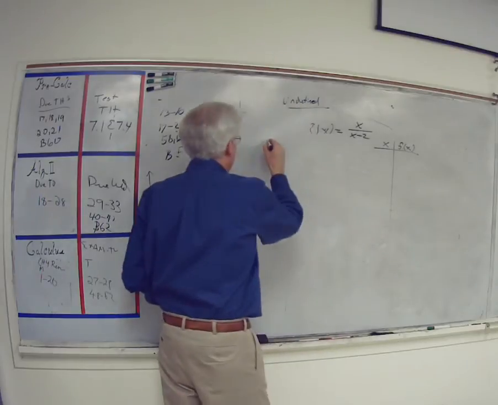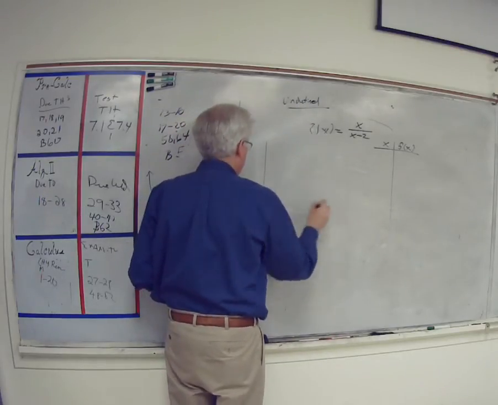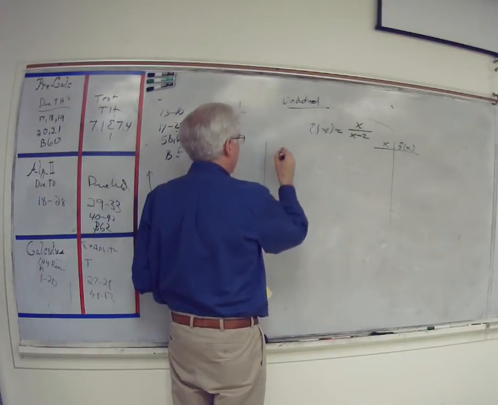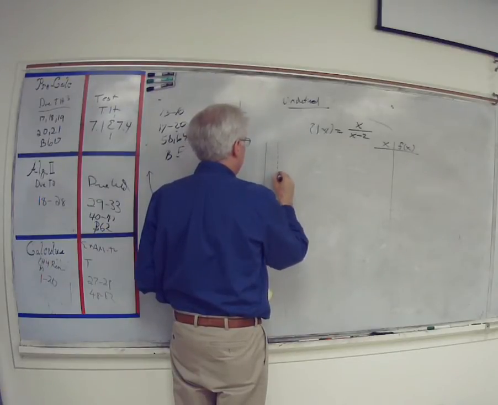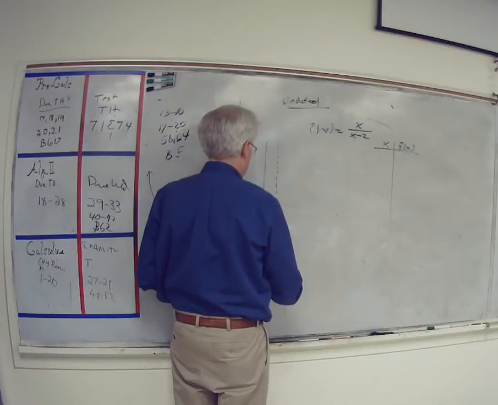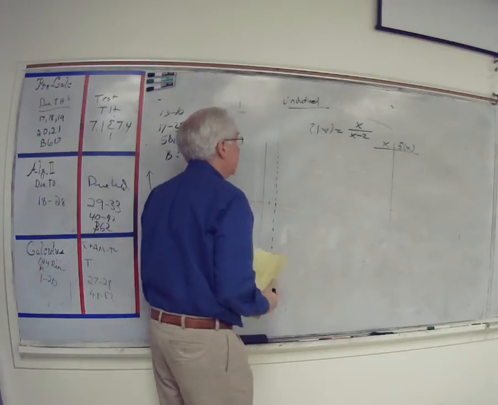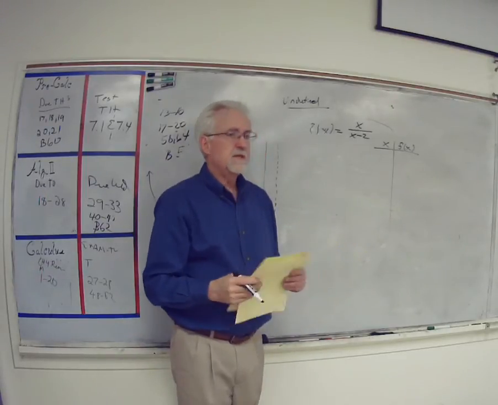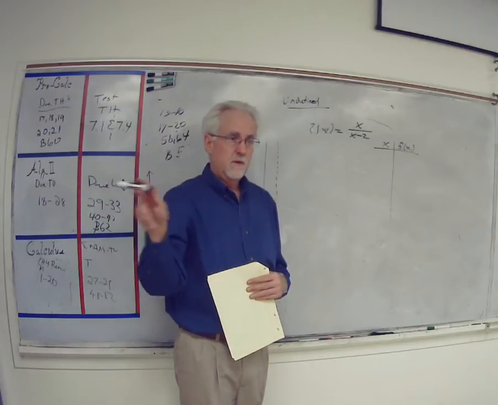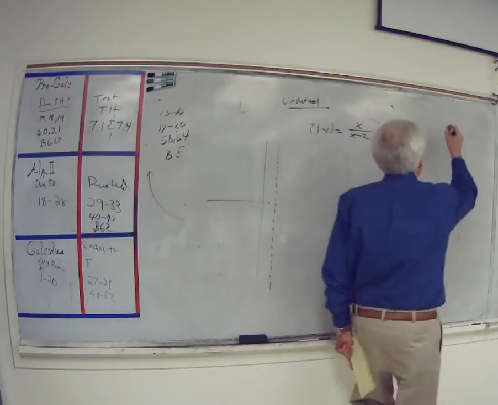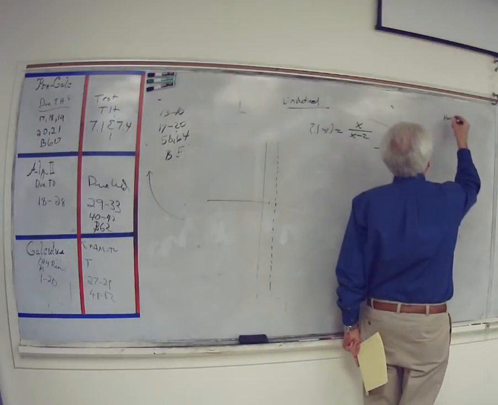Okay? Now, where is my vertical asymptote? Listen. My vertical asymptote is where? 2. Okay. Now, this is what you need to see. Besides a vertical asymptote, there's also a what? Horizontal asymptote. How do you get the horizontal asymptote?